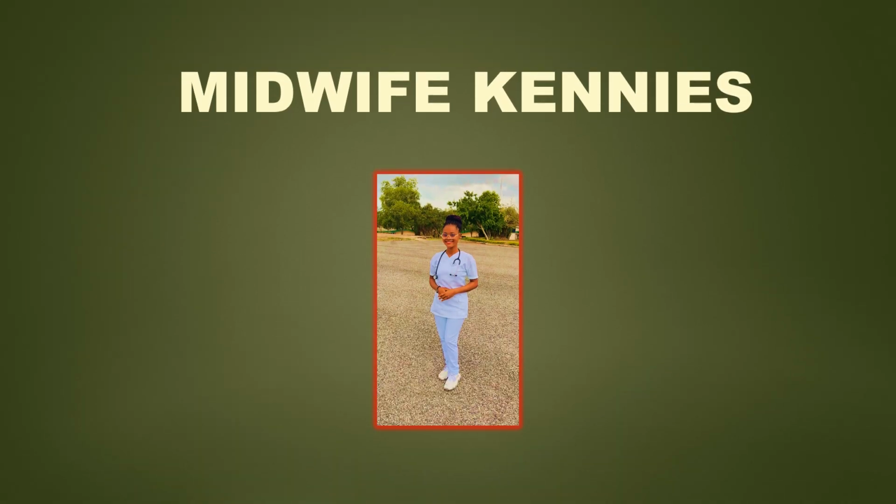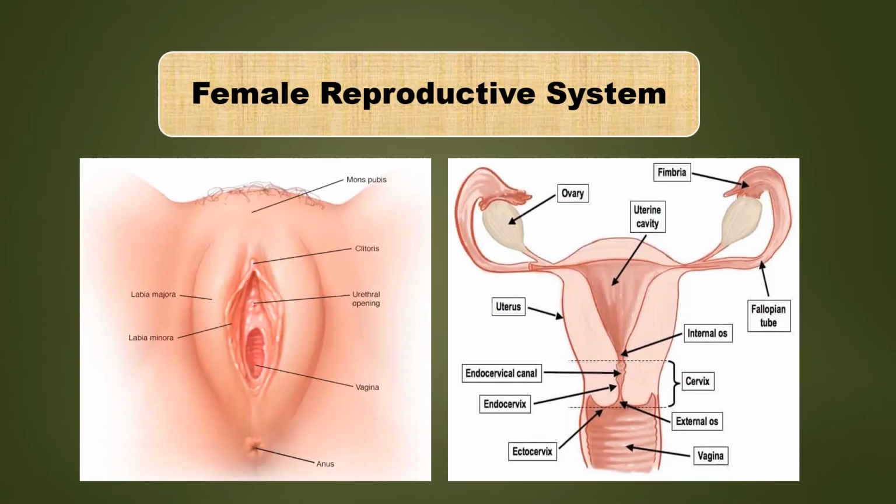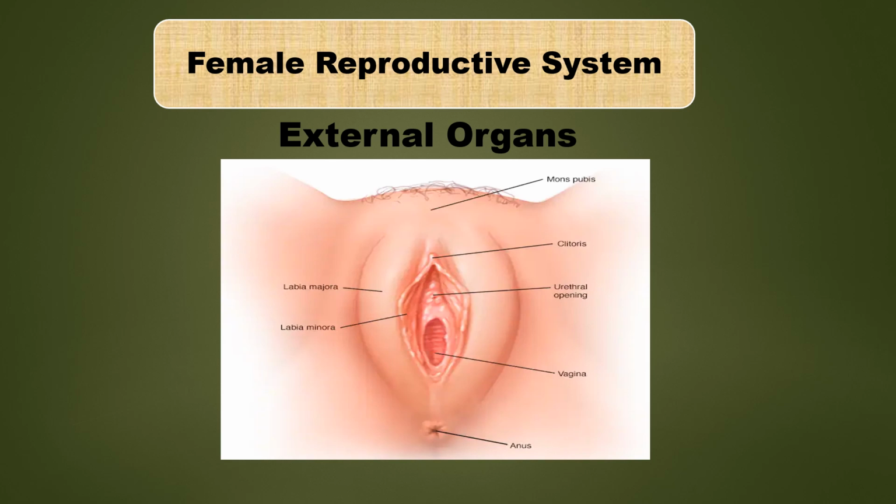Hi, I am glad that we've met again to continue our discussion on the female reproductive system. During our previous discussion, we began with the external organs of the female reproductive system. We discovered the mons pubis, the labia majora, the labia minora, the clitoris, the prepuce, frenulum, and the fourchette. And so today, we shall end the external organs with the vestibule.